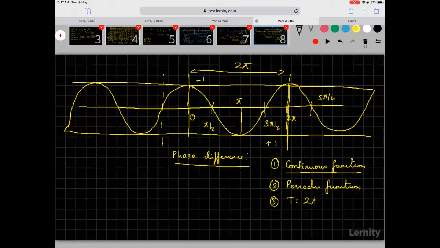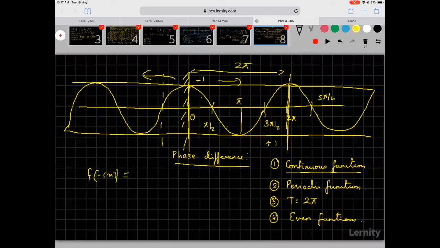Now, do you see that if this is the x-axis, if this is the y-axis, now this side is a mirror image of this side, or this side is a mirror image of the other side. Now you see there are mirror images, exactly mirror images. Such functions are called even functions. Okay, sine was an odd function, cos is an even function. For an even function, f of minus x is equal to f of x. This is an even function.